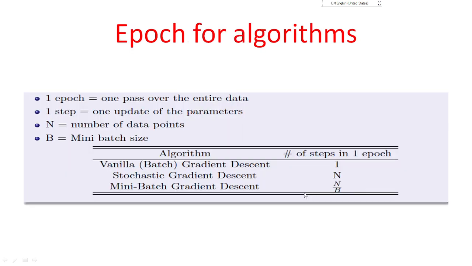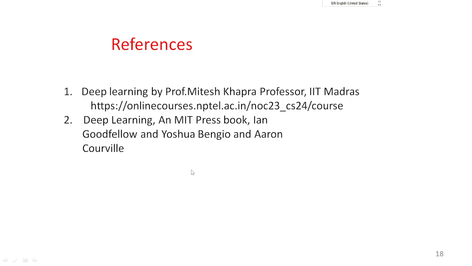Let us see the epoch for the algorithms. This vanilla batch gradient descent is the basic algorithm. For that you will get 1, and for stochastic gradient it is n, and for mini batch gradient it is n by b, where b is called the batch size. What is one epoch? I can say one pass over the entire data. So n is the number of data points. So in stochastic gradient, we will have n data points. How many steps will you have in one epoch? You will have n. But with mini batch, you will have n by b. These are the references I have made.